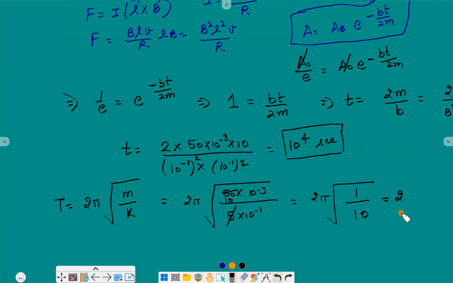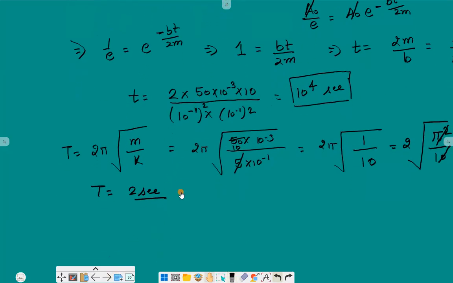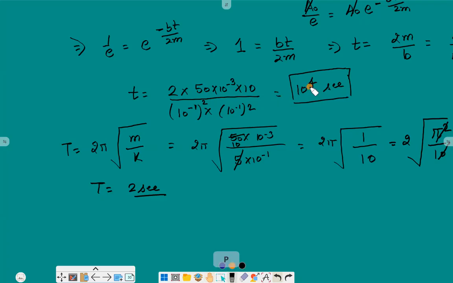Now we can do it like this: bring this pi inside the square root, that will be pi square by 10, and we know pi square is almost equal to 10, so these both get cancelled, and the time period will be 2 seconds. So we have the time period and we have the time it took to reduce the amplitude to 1 by e times. So the number of oscillations will be the total time taken divided by the time period. So 10 raised to power 4 by 2, that will be 5 into 10 raised to power 3 oscillations, or 5000 oscillations.